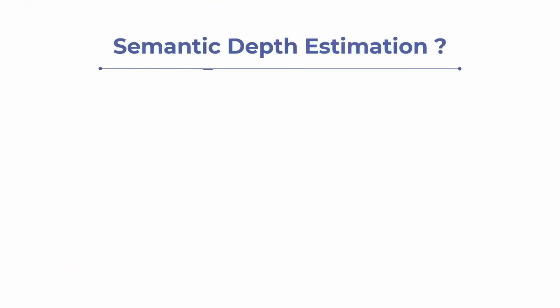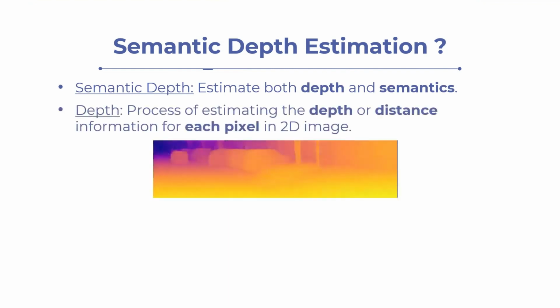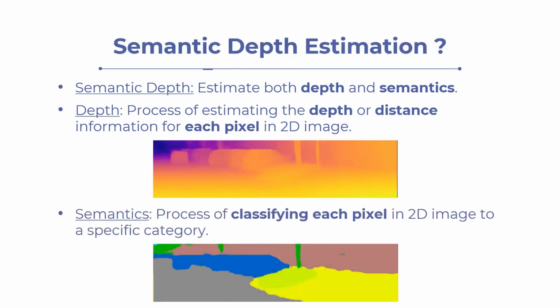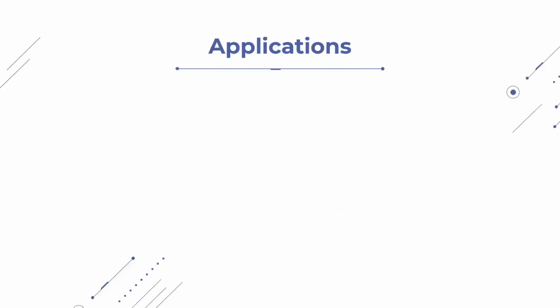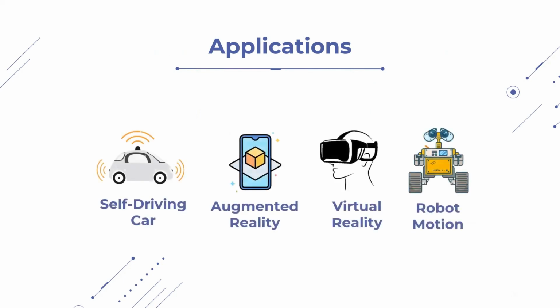Let's first understand what semantic depth estimation is. It refers to the process of estimating both depth and semantics from an image. Here, depth means estimating distance information for each pixel in a 2D image, and semantics involves classifying each pixel in a 2D image into a specific category. Both depth and semantics are widely used together in a wide range of fields. For instance, autonomous vehicles, augmented reality, virtual reality, and robot motion, because both of these features jointly can provide a better perception of the world.